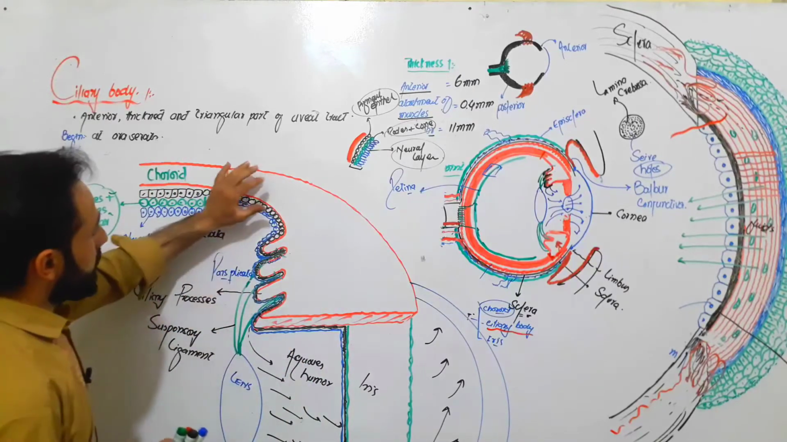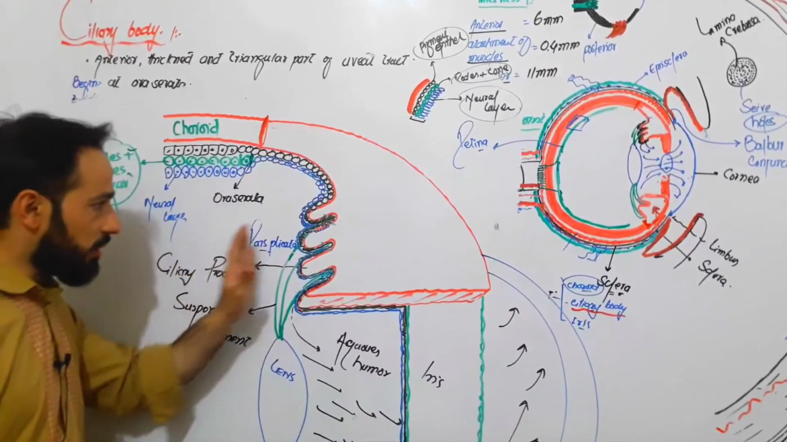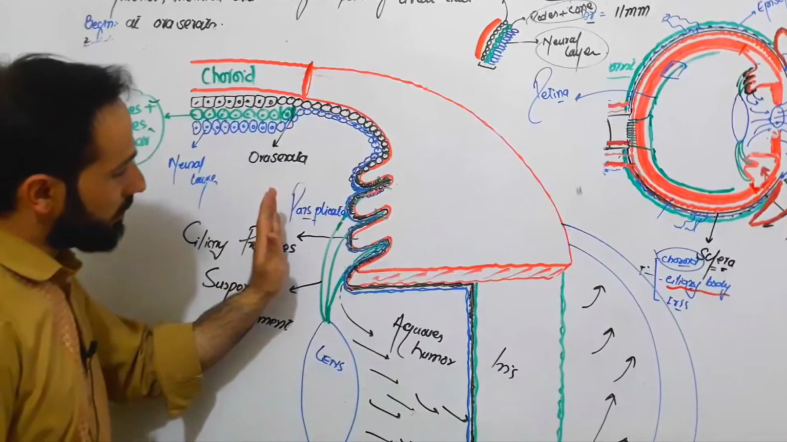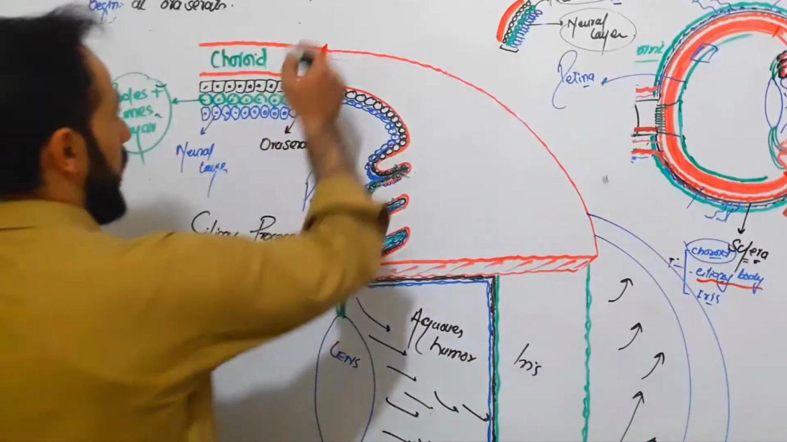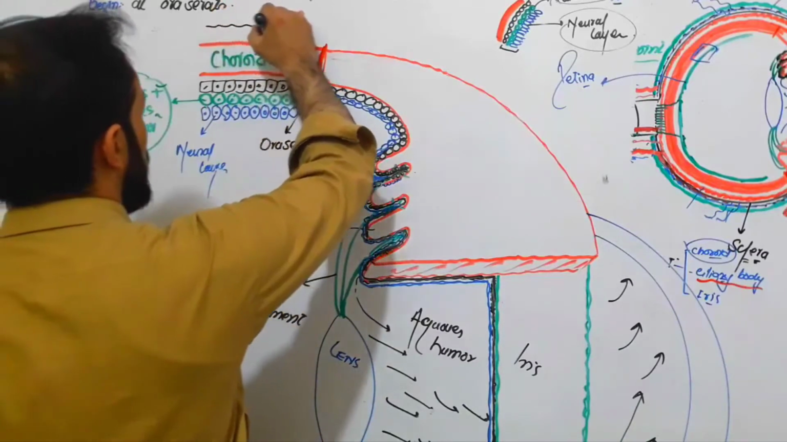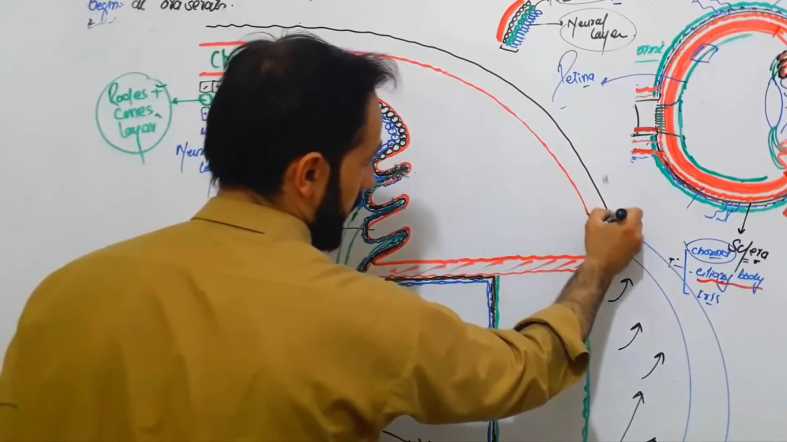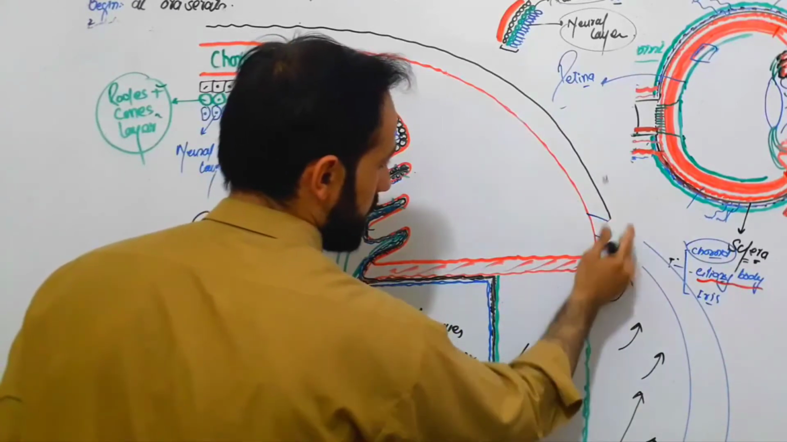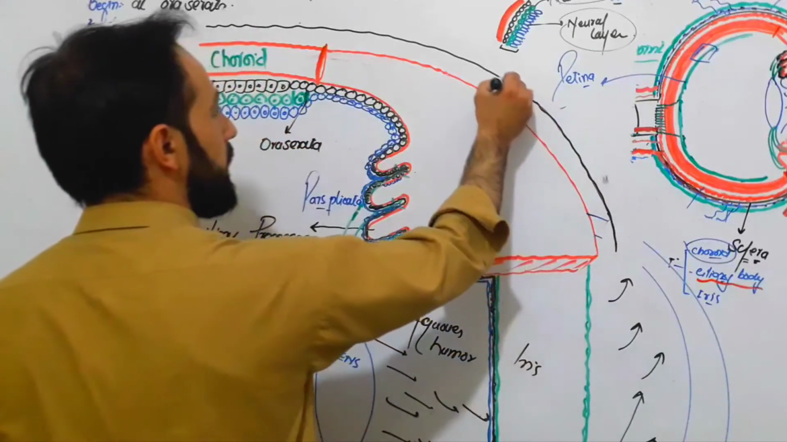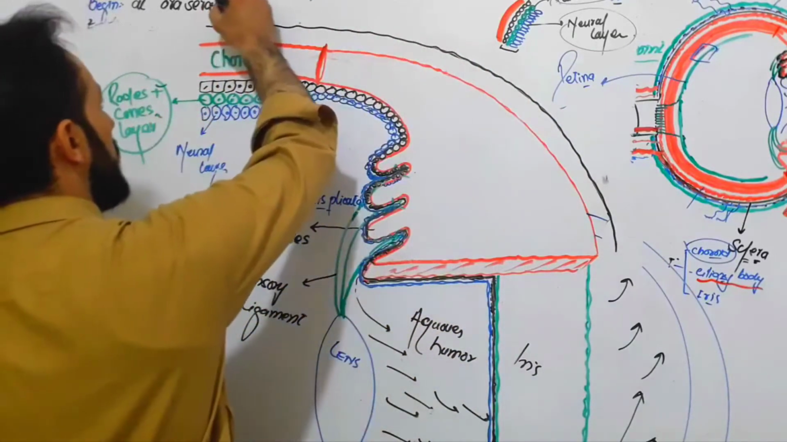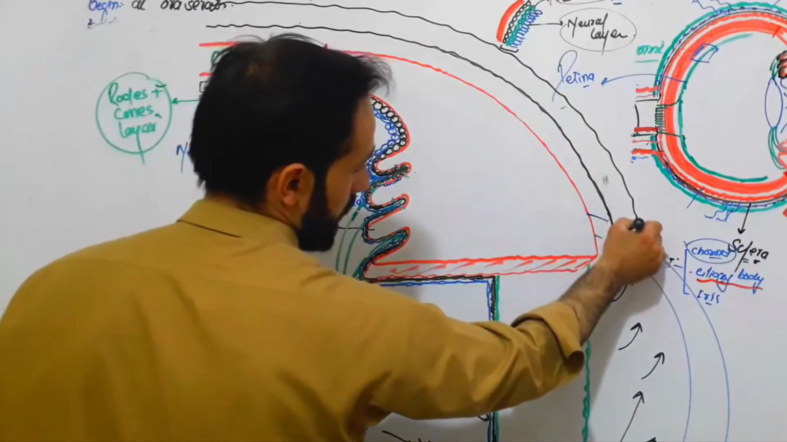So we had said that this is the outer surface or the inner surface of the ciliary body. This is the outer surface. Then we know that here on the outer surface we have what? The sclera, right? This is our sclera. Let me enlarge the sclera a little bit. Yeah, this is the sclera.